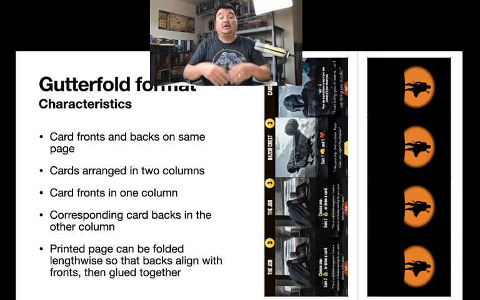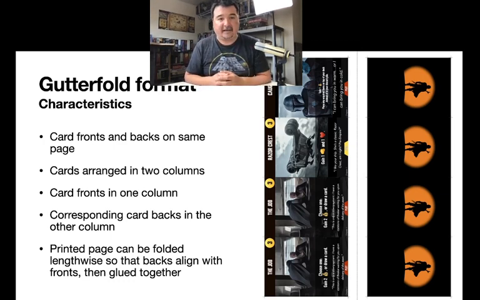And so the idea is once you print this page, you can take that page, fold it lengthwise, and the card fronts will neatly line up with their corresponding back. And then once you've got that fold done, you could put glue in between them. You could insert some sort of backing to make it an even stiffer card. Some folks insert a sheet of laminate in between to give the paper a little bit more of a playing card snap and feel. So there's a couple of ways that you can iterate on the Gutterfold form once you've got the cards in the Gutterfold format.